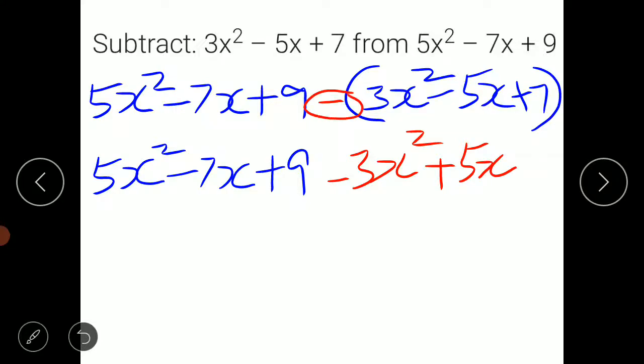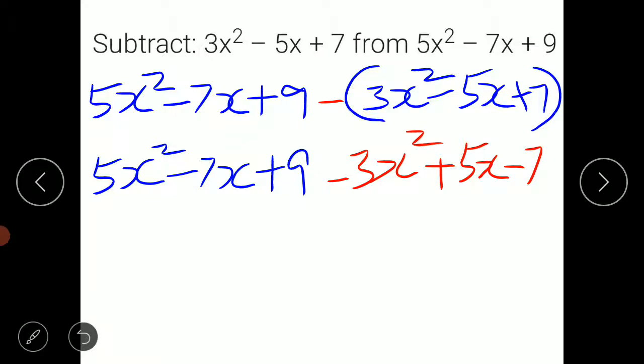Why are we distributing this minus? Because this expression contains 3 terms, and the minus applies to each term. That's why we are distributing the minus to each term. So minus into minus, plus 5x; minus into plus, minus 7. So we opened the bracket.